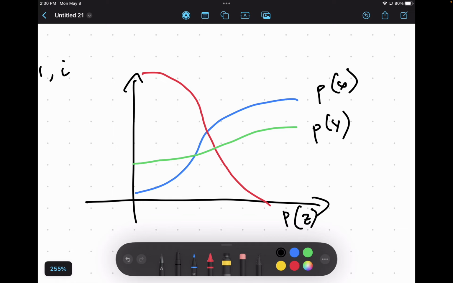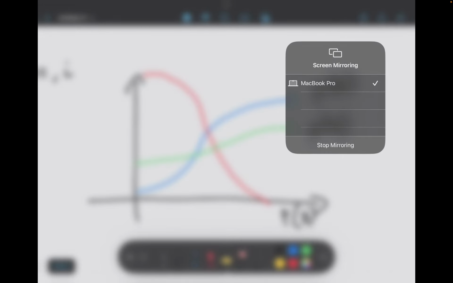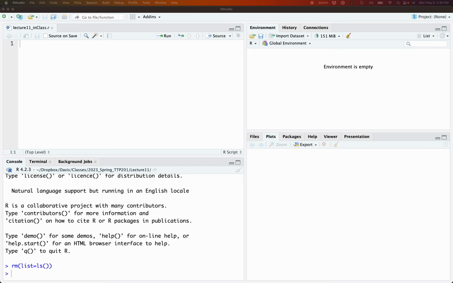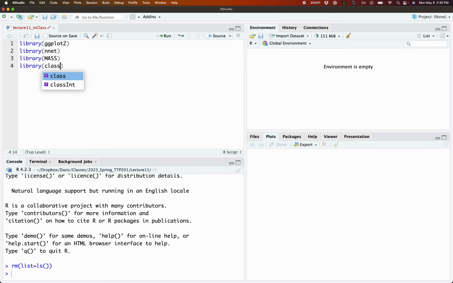Okay, so let's look at an example in RStudio. I have uploaded a data set into lecture 11 on campus, so if you want to follow along, go ahead and grab that. And we are going to load in a bunch of libraries. This is the Disney data set, right? Yes.